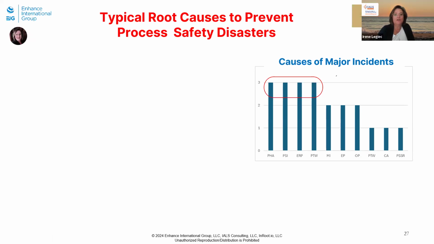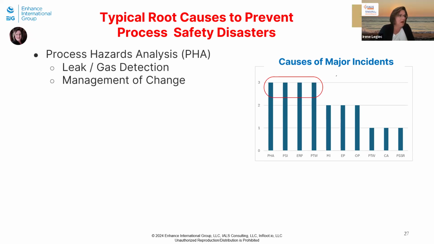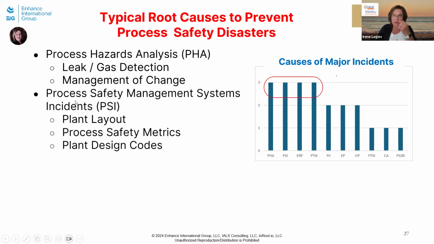So if you take a look at just the pure data there of the root causes and just analyzing those ones on the previous slide, the first piece there is process hazards analysis, leak and gas detection, whether they had the instrumentation, whether it was working or whether it was just ignored. Management of change. This is critical. So management of change, you have management of change of equipment, management of change of technology, and management of change of personnel. All of those are important.